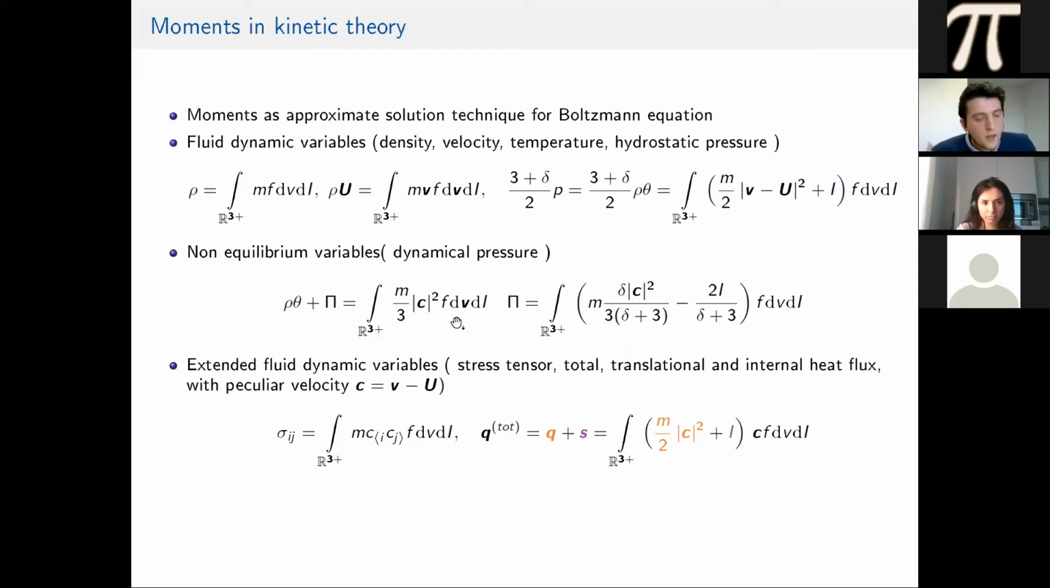Beyond all of these variables, we can also have some new variables, like dynamic pressure, that are new compared to the monoatomic gas. You can also look at the stress, and at the heat flux inside your gas. In a future talk, I will split this heat flux into two parts: one will be the translational heat flux, and the other one will be the internal heat flux.